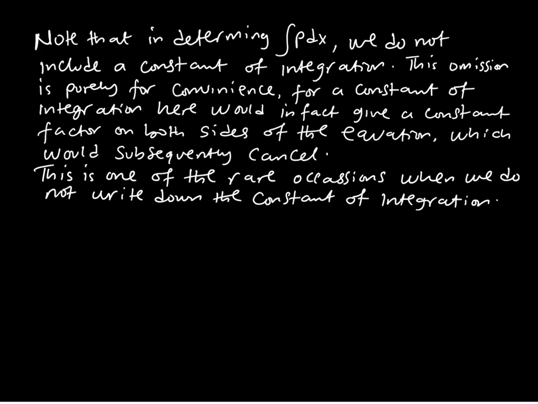So we are noting that in determining this integral p by dx, we do not include a constant of integration. And that omission is for convenience because that constant factors out and cancels. So if you want, you can always include it, but you're going to take too much time, and at the end of it, you will factor it and cancel it out. So it is one of the rare cases where we don't include a constant of integration.